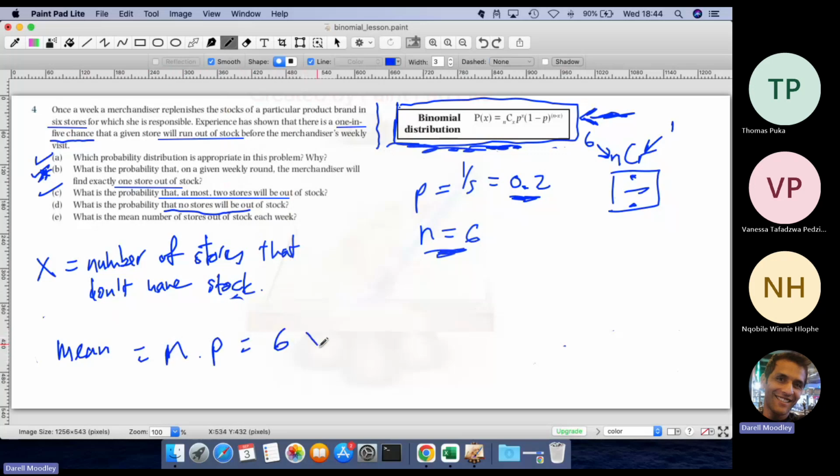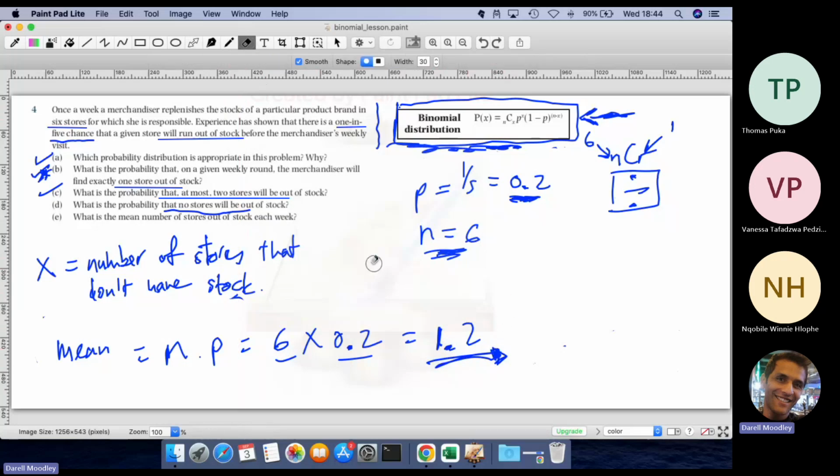In other words, it's 6 times 0.2, because that's your n and that's your p. If you work that out, you get a value of 1.2. And I'll explain intuitively why this is the case. This is your average, the average number of stores you expect to run out of stock. So how you can think of it is like this.